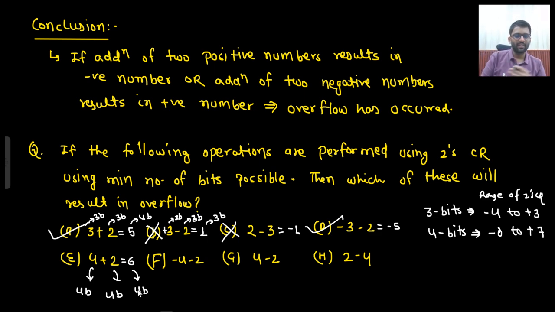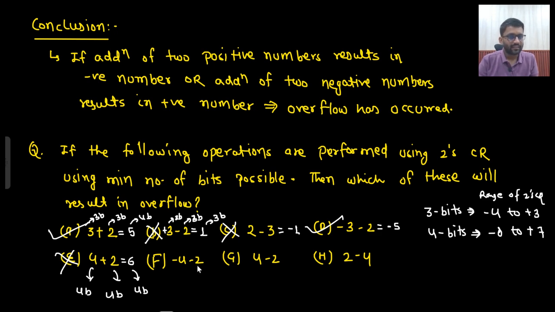Are you getting this point? So plus 4, using a minimum number of bits, means using 3 bits you cannot represent plus 4. So you will have to use 4 bits. In 2 as well you will use 4 bits. The answer is 6, so that is lying in the 4 bits as well. So there is no overflow, although the signs are same. The signs are same, still there is no overflow.